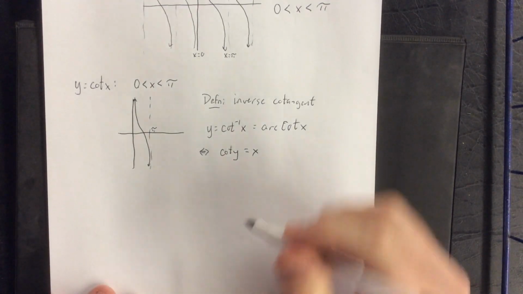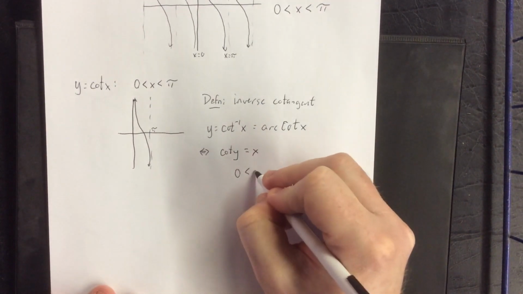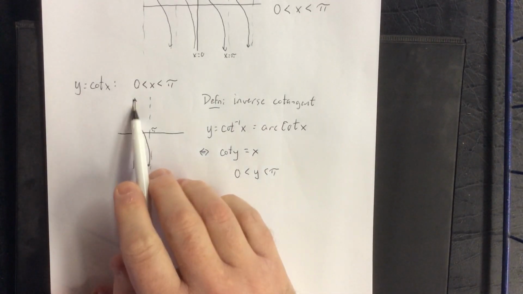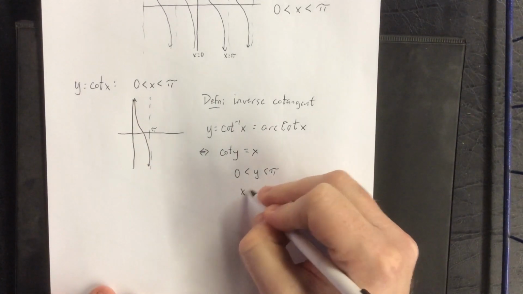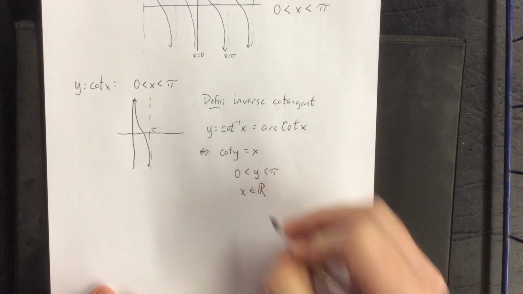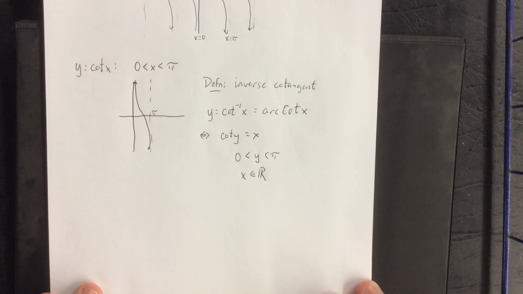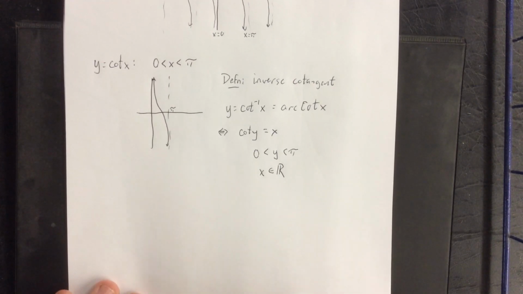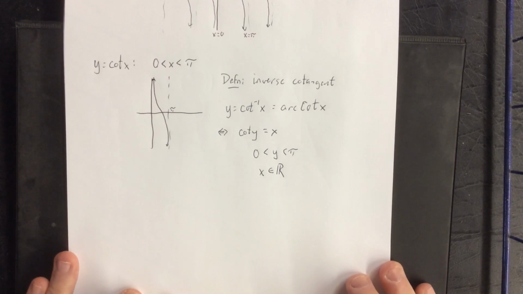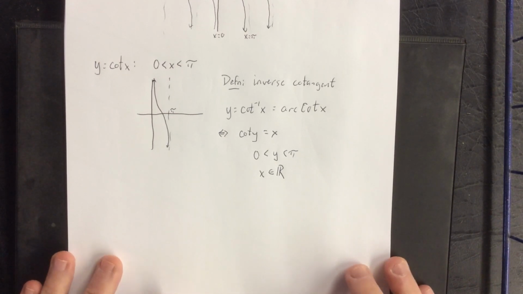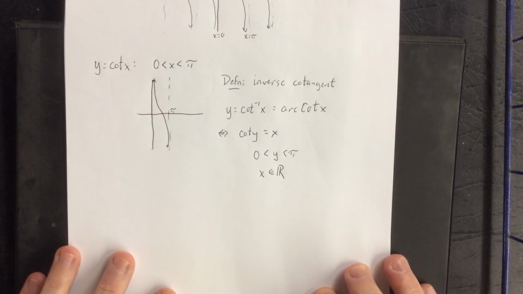Now y is taking on the role of the angle, which means that y is going to be in between 0 and pi, and x is taking on the role of the ratio, which can be any real number. Now to actually evaluate an arc cotangent function, you should be aware of how to set up appropriate triangles for it. So expect to see the 30, 60, 90 right triangle, as well as the 45, 45, 90 right triangle from time to time.